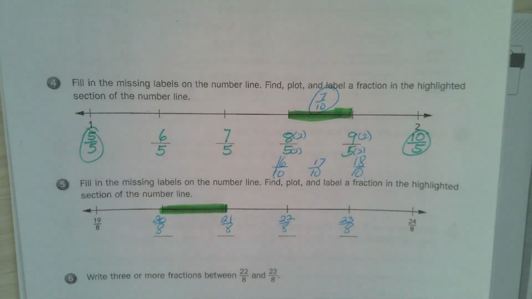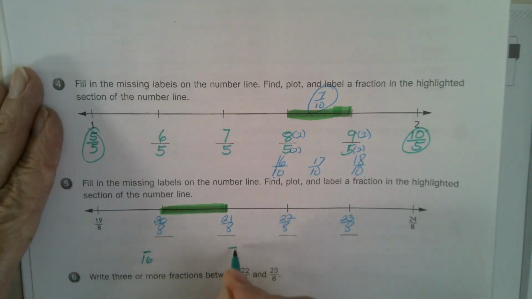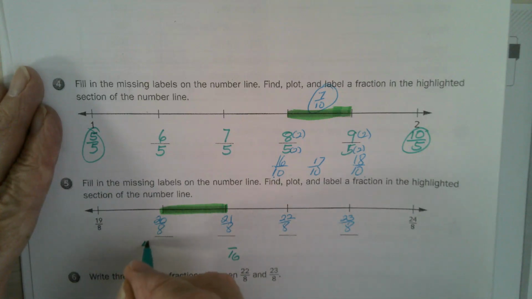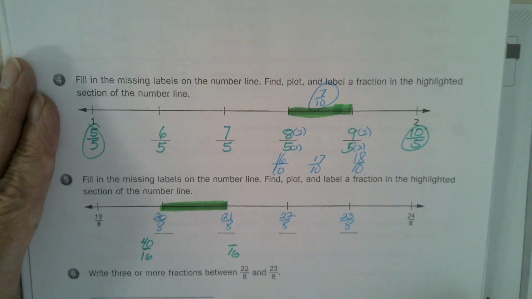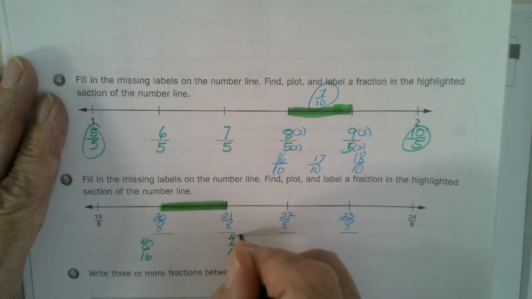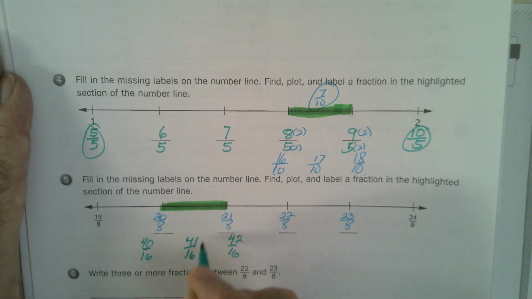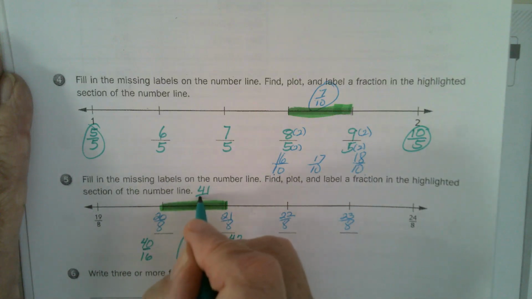Okay, what's a denominator I could use here that's bigger than an 8? Yes, 16. Excellent. I like that. So we're going to change them to 16ths, and then we can get one in between. 8 times 2 is 16. 20 times 2 is 40. 8 times 2 is 16. 21 times 2 is 42. Now, what's a fraction that's in between 40 sixteenths and 42 sixteenths? Yes, 41 sixteenths. Any questions?